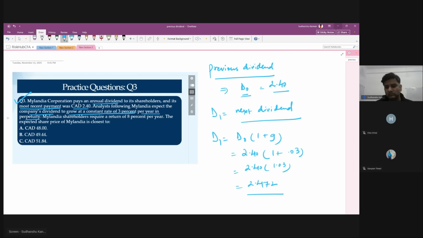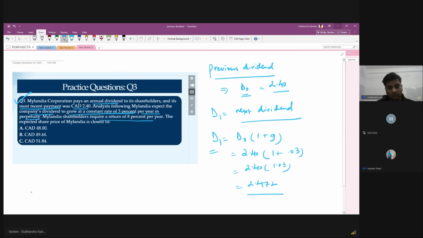D1 is that per year in perpetuity. It means this is the final one, this is what it is growing. There is no other growth rate. Milandia shareholders require a return. What do you mean by required return? It is the investor's requirement of a return, because anybody who is investing in a project will obviously have some requirement of return.